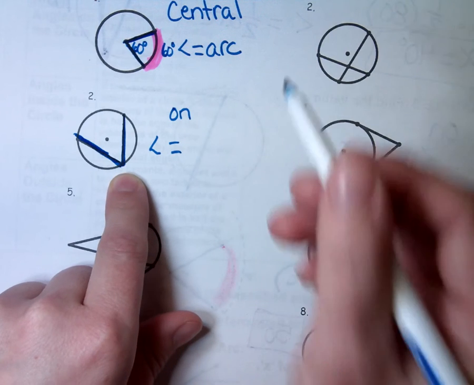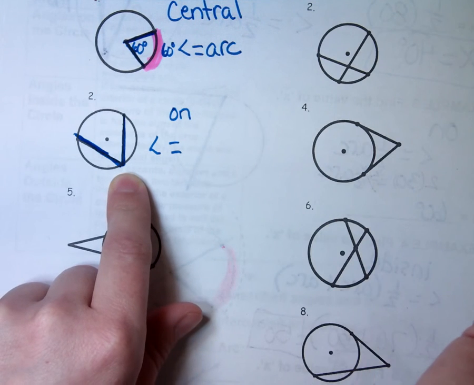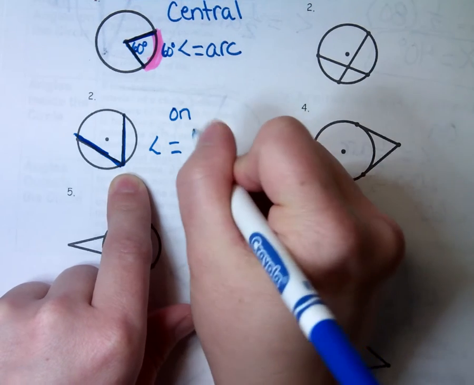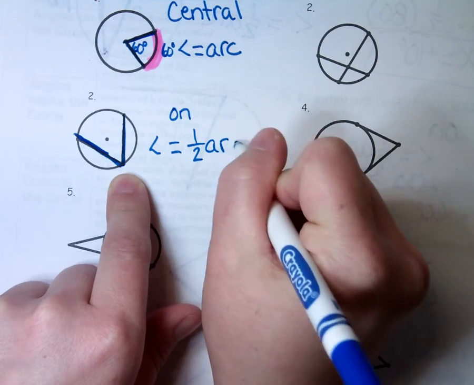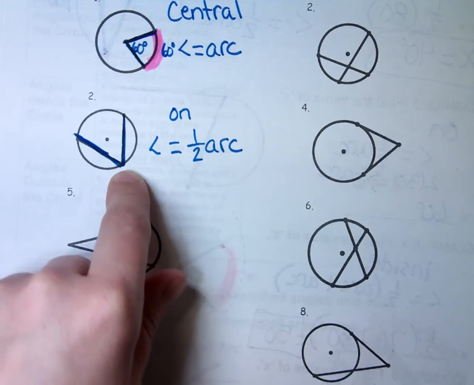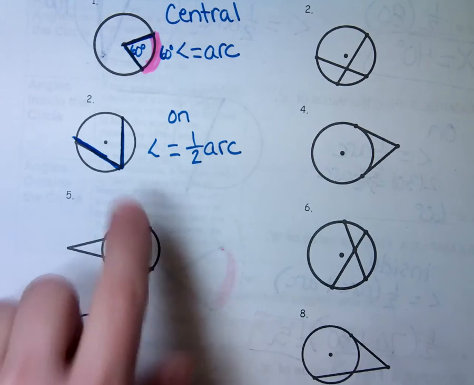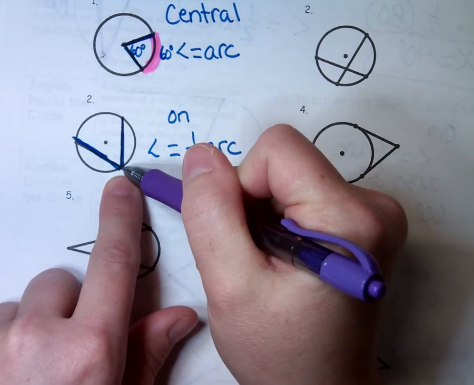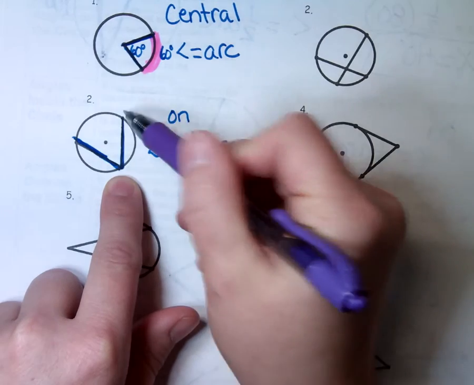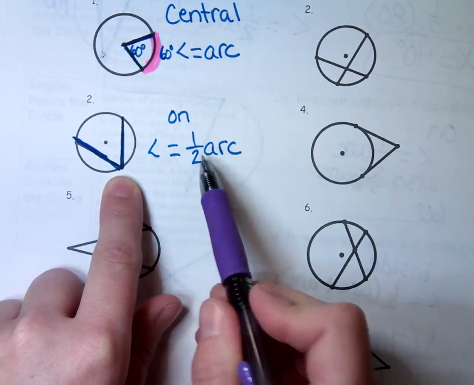Half arc. No, arc. That's it. It's just half of the arc. Okay, today is easier than yesterday, but that doesn't mean I want you talking. So if the vertex of the angle is on the circle, if I want to figure out what this angle is, it's half the arc.